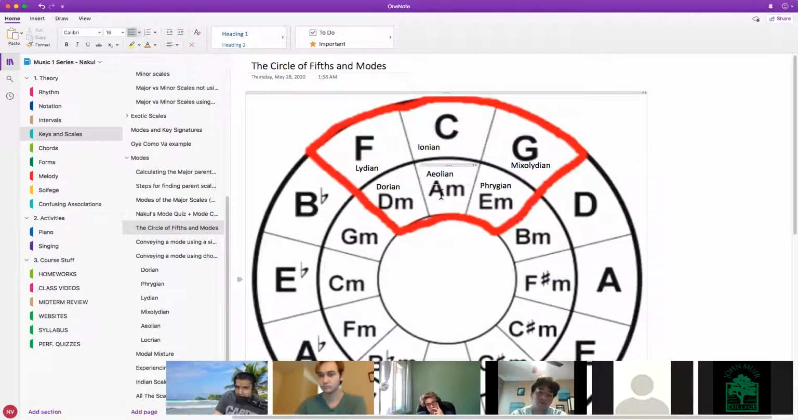The note A connotes the Aeolian mode. The note D connotes the Dorian mode. The note E connotes the Phrygian mode. The only one that's left out is this note B, which is the Locrian mode. So the inner circle are the minor keys. The outer circle are the major keys.